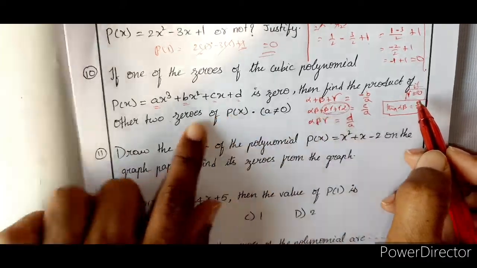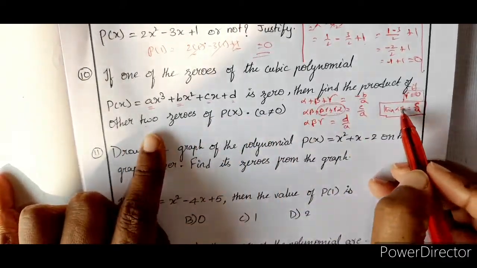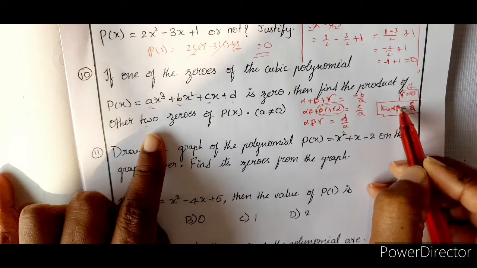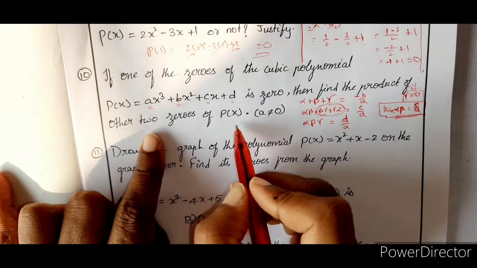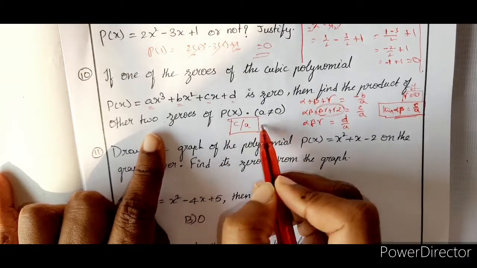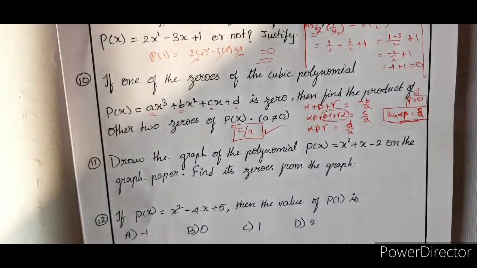So what is the question asked? Find the product of the other two zeros. What are the other two zeros? Alpha, beta. So what is the product of the other two zeros? c by a. So the answer for this is c by a. Note it down.